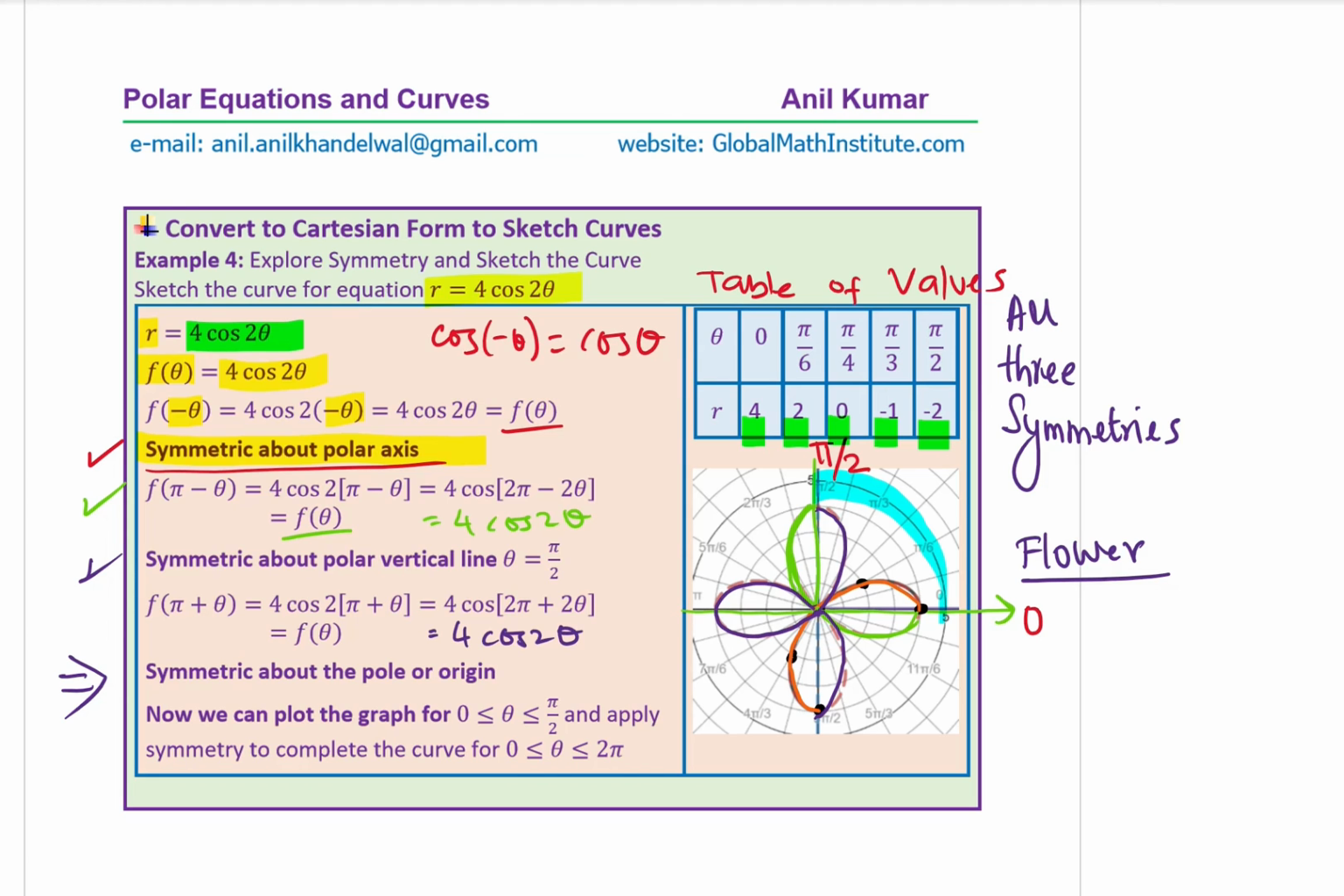So from the table of values of just 5 points, we are able to sketch the graph of r equals 4 cos 2 theta. Does it make sense to you? Perfect. That is how you could actually sketch it. You can actually pause the video, look at it carefully, understand, and then move forward.